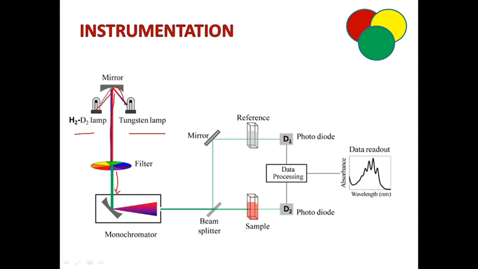Okay, now the converted monochromatic radiation passes from the monochromator and falls onto the beam splitter. So here we are arranging a beam splitter. Now the entered monochromatic radiation passes on to the beam splitter. Here the beam splitter splits the radiation into two equal halves, exactly two equal halves. One half reaches towards the reference cell and the other half reaches towards the sample cell.